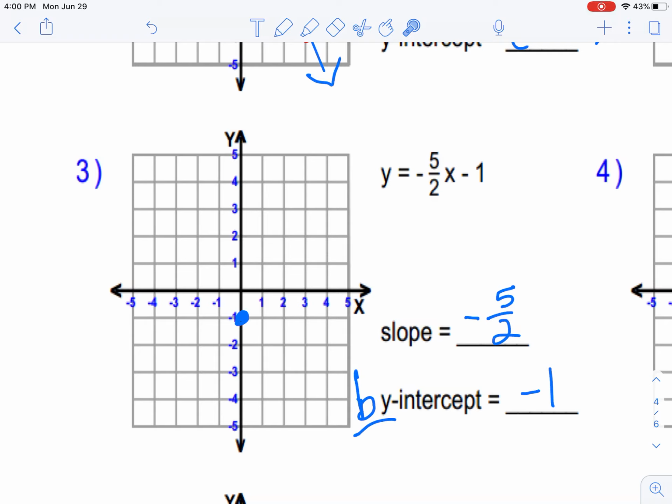But sometimes if you don't have enough room to do that, you know this is a point on your graph. You can always go in the opposite direction. So the opposite of down 5, right 2 would be up 5, left 2. 1, 2, 3, 4, 5, left 2, right to here. Okay, and again, from left to right, this should decrease considering there's a negative slope. And it is. So we're good to go.